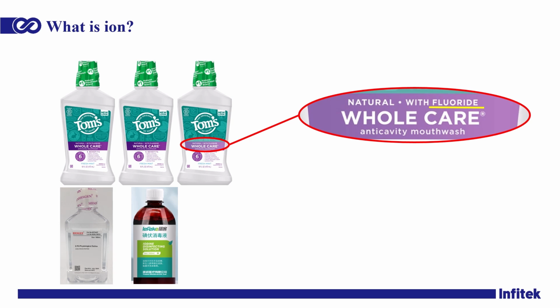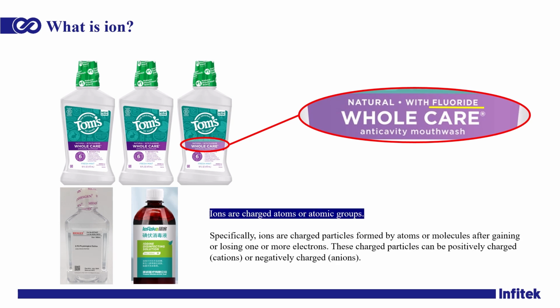So what is ion? Ions are charged atoms or atomic groups. Specifically, ions are charged particles formed by atoms or molecules after gaining or losing one or more electrons. These charged particles can be positively charged or negatively charged.